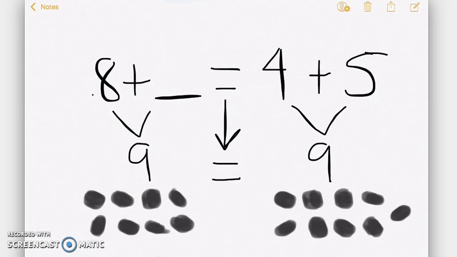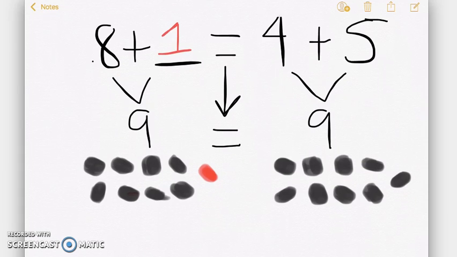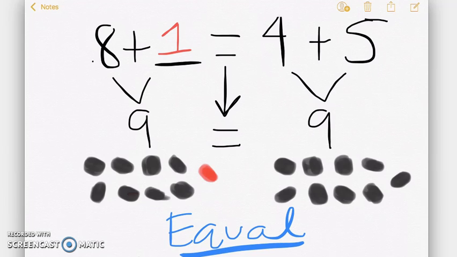So how many more do we need to add to get to 9? 1. And so we add our 1 piece there, so our missing number must be 1. And so now this equation has been equalized. It is balanced and is equal because 8 plus 1 equals 4 plus 5, which in total equals 9 on each side of the equation. And so now it's officially equal.